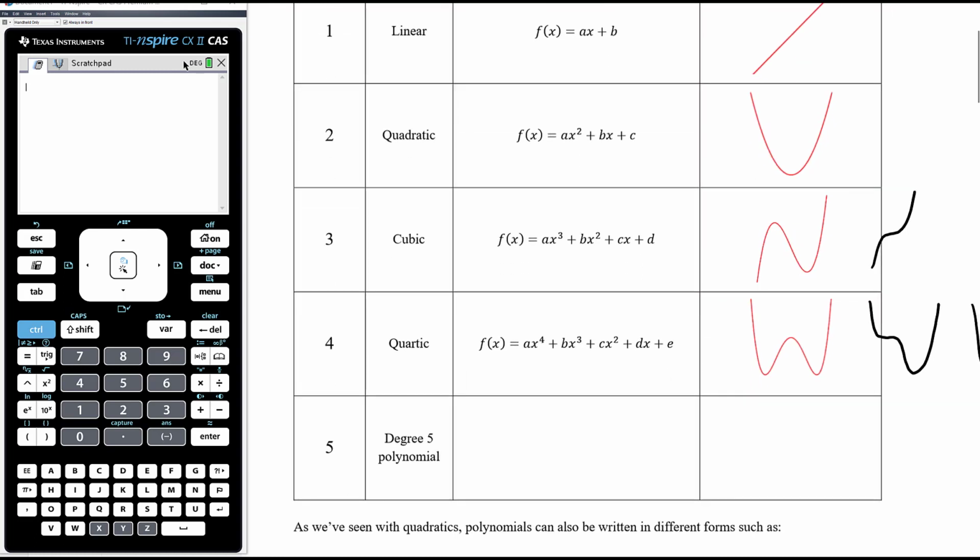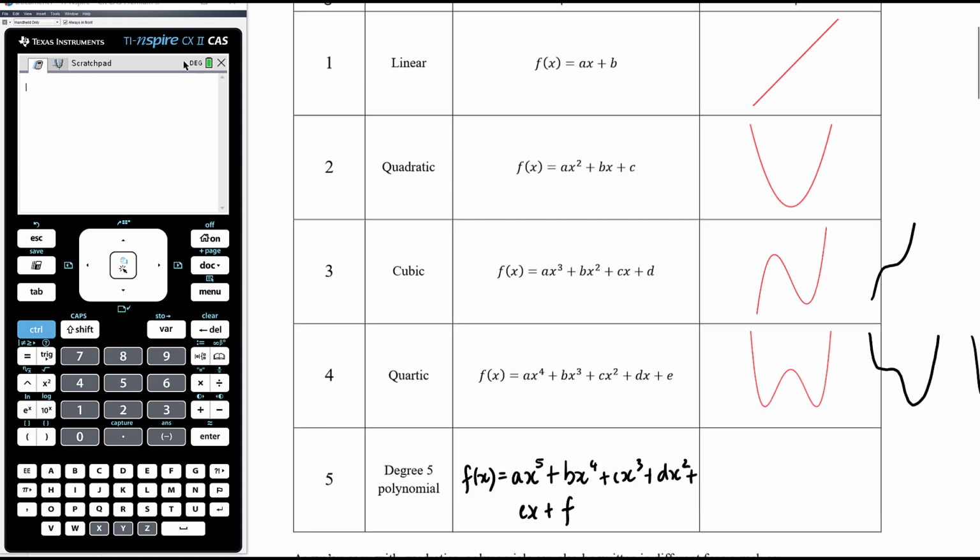If we had a degree 5 polynomial, it could have up to 6 terms. Its leading term, so the leading term is usually the highest power of x, would be ax to the power of 5, plus bx to the power of 4, plus cx to the power of 3, plus dx squared, plus ex, plus f.